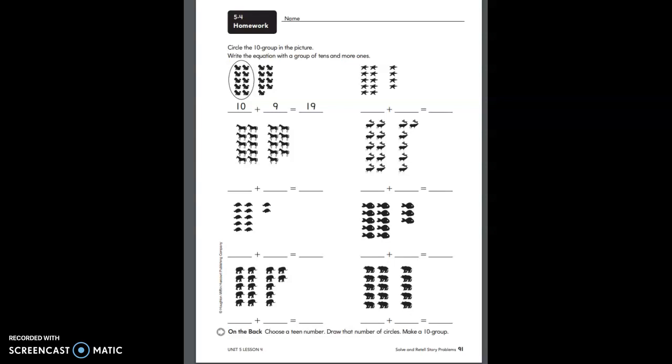If you don't want to just count up using your fingers from 10, you can definitely use your number line. You can also check with your hundreds chart. So let's go ahead. They did the first one. Let's go do the second one together.